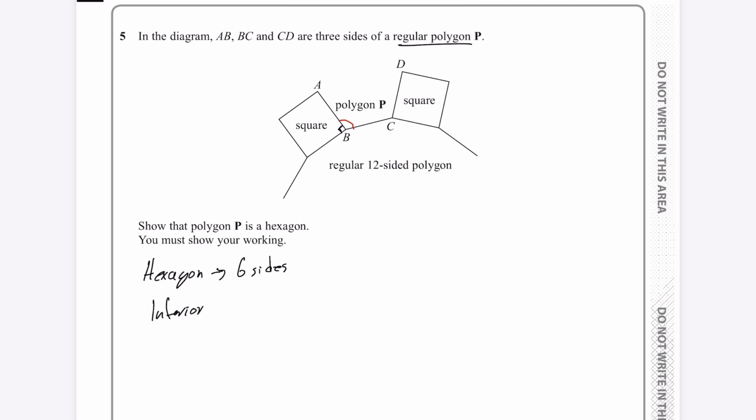Interior angle, 360 divided by 6, which is 60 degrees. So that's the interior angle, and that is looking wrong to me, because that angle is more than 90. Sorry, I have made a mistake here.